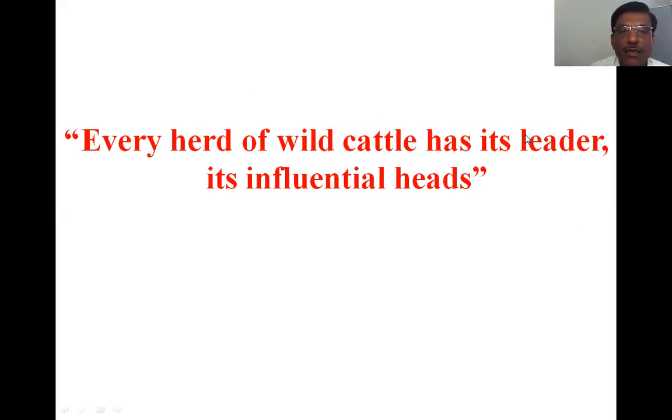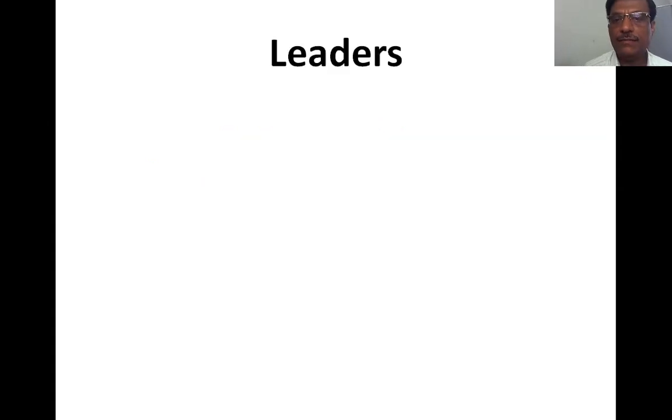Every herd of wild cattle or every herd of wild animals has its leader, its influential head. You can see it in any herd, whether cattle, buffalo or cow. You can observe the leader. One is leading. Even in the case of birds, you can see one is leading.